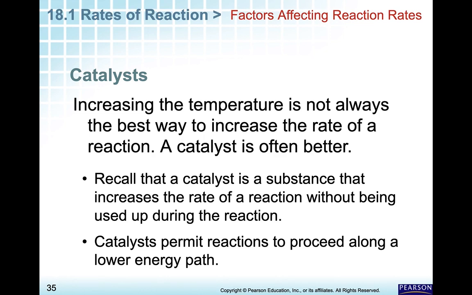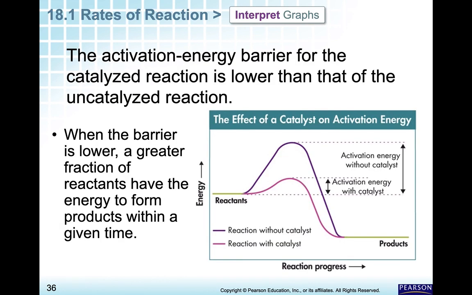Typically, what a catalyst is really doing is permitting a reaction to proceed along a lower energy path. Remember that activation energy barrier where we formed an activated complex at the top? What a catalyst will do is lower that barrier by allowing an easier activated complex to form. So let's see what that looks like.